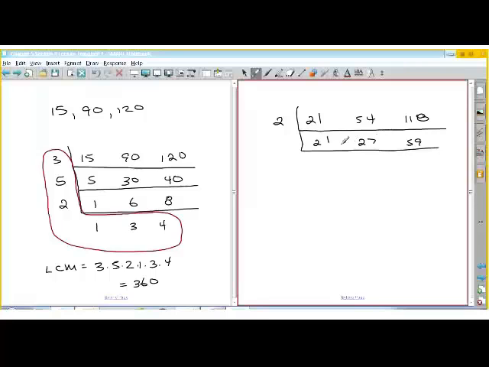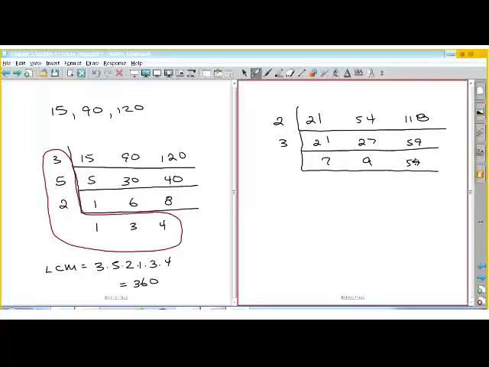Next, can I divide any of these by 2 again? No, because they're all odd. So then I'll try 3. Can I divide any of these by 3? This I can divide by 3, and this I can divide by 3, but this one I can't. So I divide the ones I can divide and bring down the one I can't divide. So 21 divided by 3 is 7, 27 divided by 3 is 9, and 59, I just bring down because I can't divide that by 3.